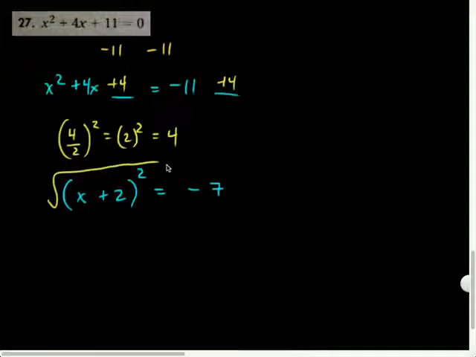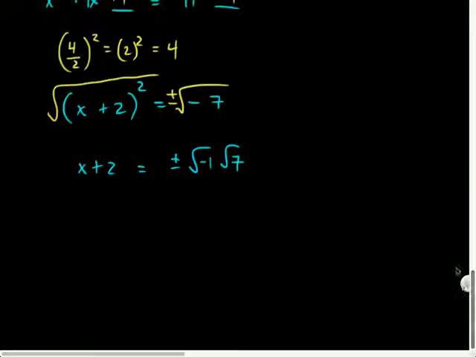Root both sides, plus or minus. Don't forget it. So I'll have x plus 2 equals plus or minus the square root of negative 7. I could pull out a negative 1 from that. And I'll solve for x by subtracting 2. x is by itself, and I'll get x equals negative 2 plus or minus i square root of 7, because the square root of negative 1 is i.